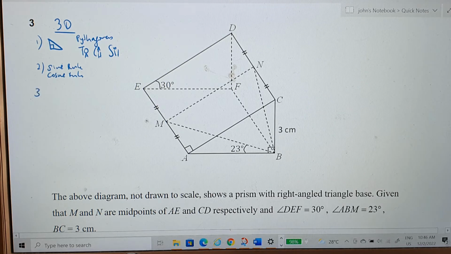Okay? And very importantly, you must update your diagram as you go along. If you don't update, I guarantee you can only do part 1. Right? Now let's see whether this question is doable. The diagram not drawn to scale shows a prism with right angled triangle base. Okay? Given that... you know what it means, right angled triangle base.